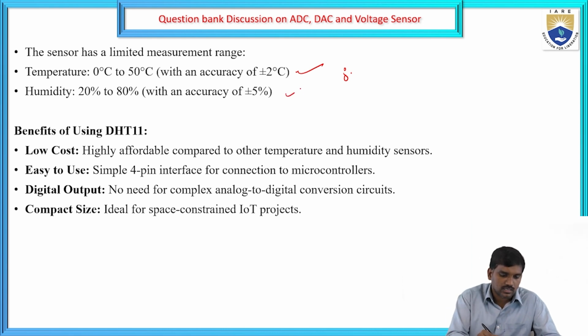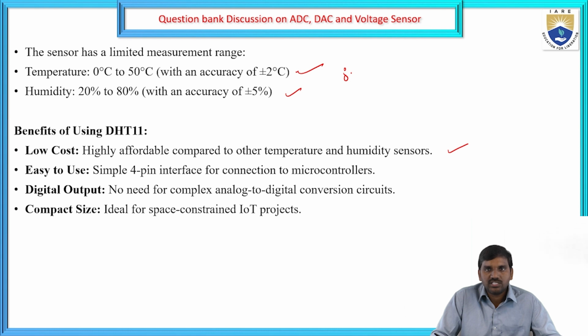And humidity, 20% to 80% with an accuracy of plus or minus 5%. So some benefits of the DHT11 sensor: low cost, it is highly affordable compared to other temperature and humidity sensors, and easy to use. We may use it in circuits easily.